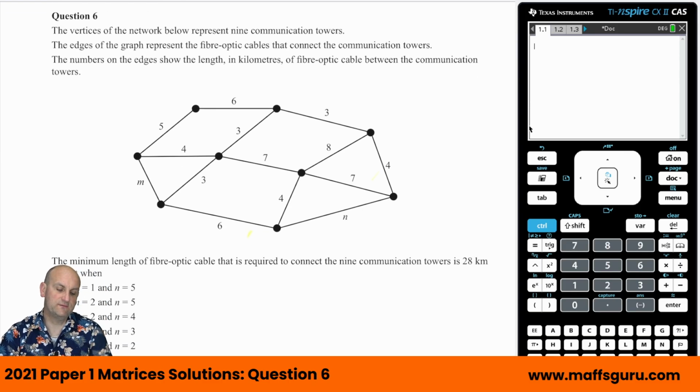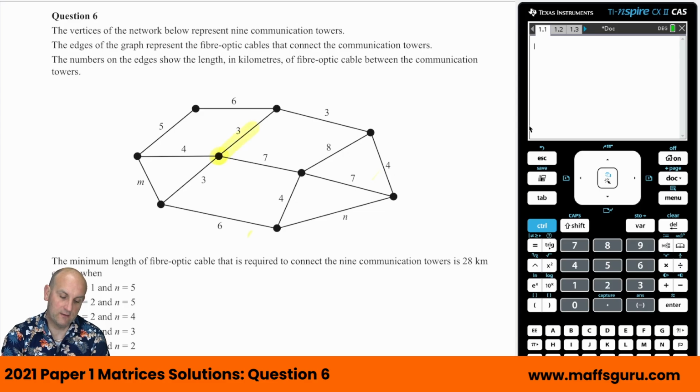Question 6. The vertices of the network below represent 9 communication towers. The edges of the graph are fiber optic cables that connect the communication towers. The numbers on the edges show the length in kilometers of fiber optic cable between the communication towers. Okay. The minimum length of the fiber optic cable that is required to connect the 9 communication towers is 28 kilometers, except when? Okay. So let's assume that I'm going to start here.